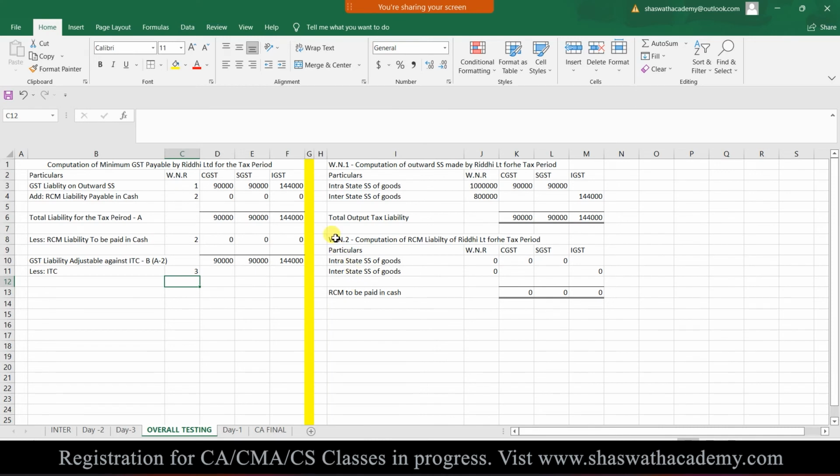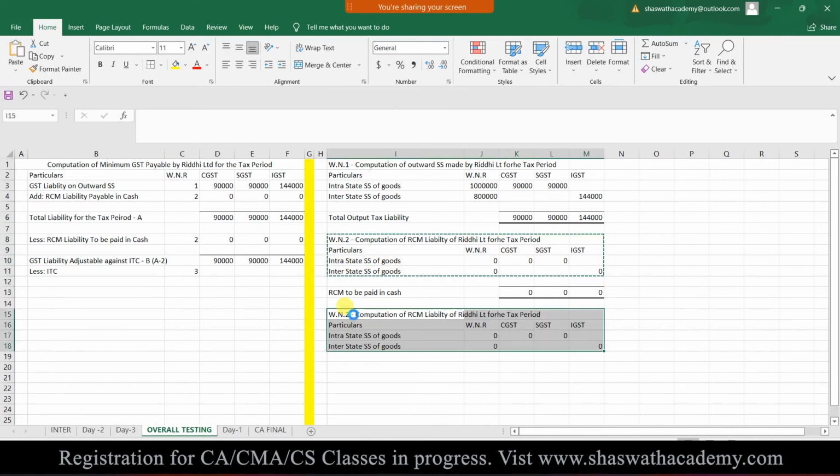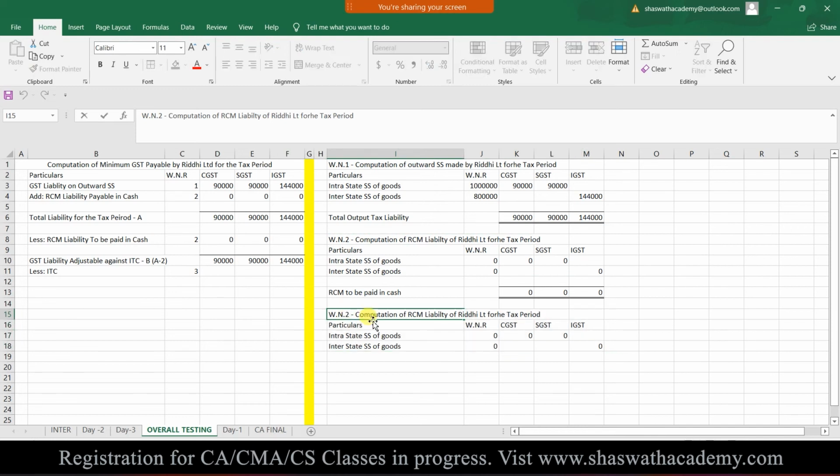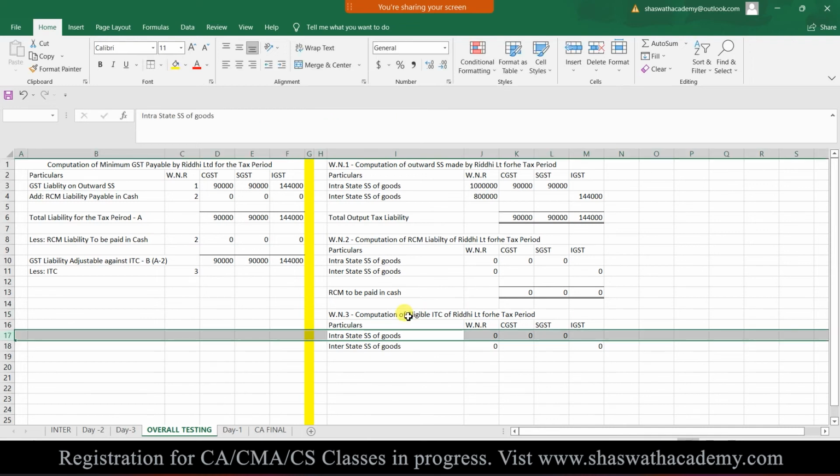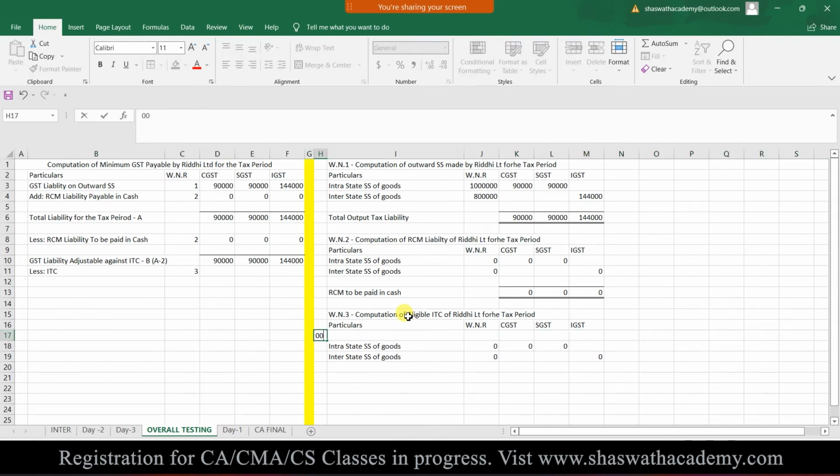So the same regulation will come for working note number 3, but it's going to be quite bigger. So I'm going to give it here. Working note number 3. Working note matters a lot, my dear. Computation of eligible ITC of Riddhi Limited for the tax period. And my dear brothers and sisters, on top of everything, I have to have a heading called opening balance. For ITC alone, I will have something called opening balance carry forward.